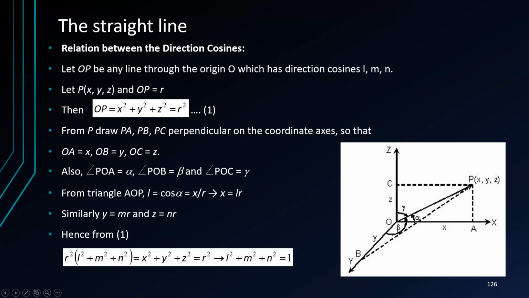L is cosine alpha, is x over R. So x is equal to LR. So similarly, y is equal to MR and z is NR. So hence, from 1 dito, R squared times L squared plus M squared plus N squared is equal to x squared plus y squared plus z squared is R squared. Then, L squared plus M squared plus N squared is 1. So yan yung properties ng direction cosine.